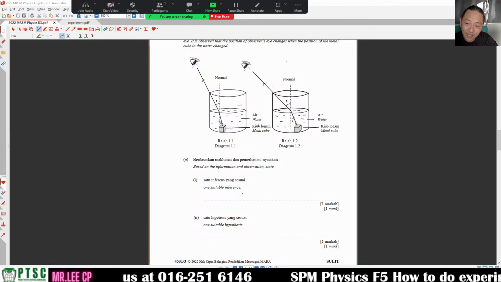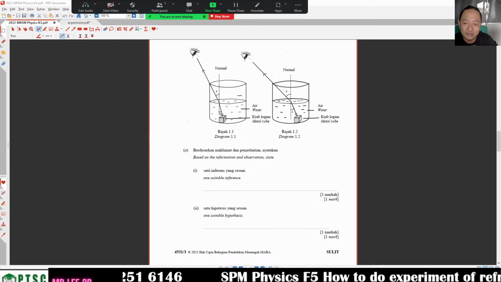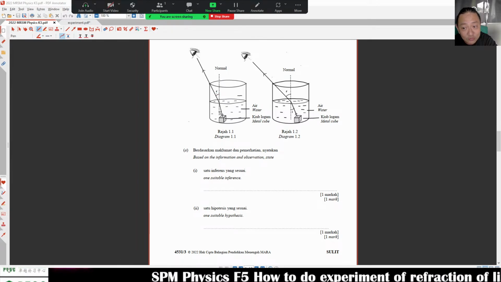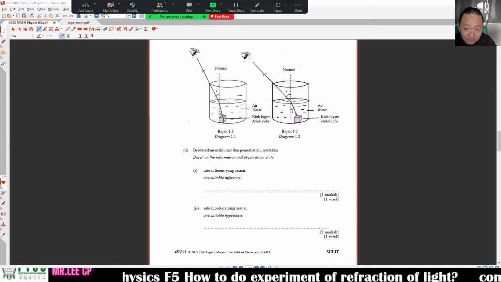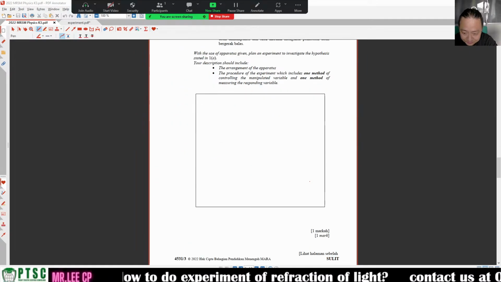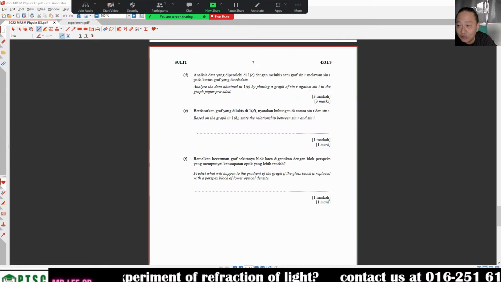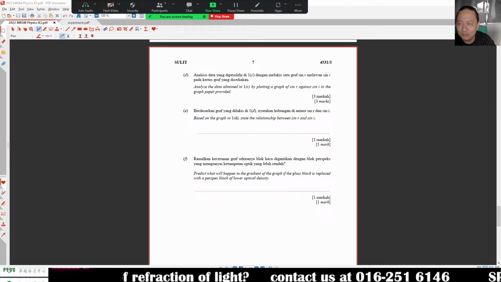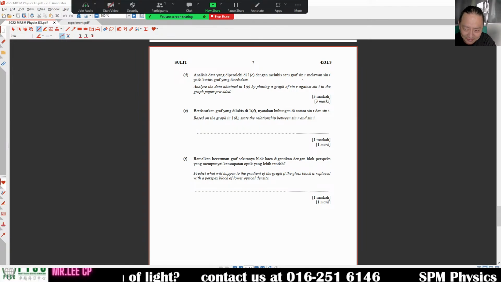Now if they ask you this way, you will see it. Actually I have seen this question before. I know this one is the responding variable. Later when they ask about the graph, they should ask me sine I versus sine R. In fact, I can already see the question now. They'll ask you to plot the graph of sine I versus sine R.